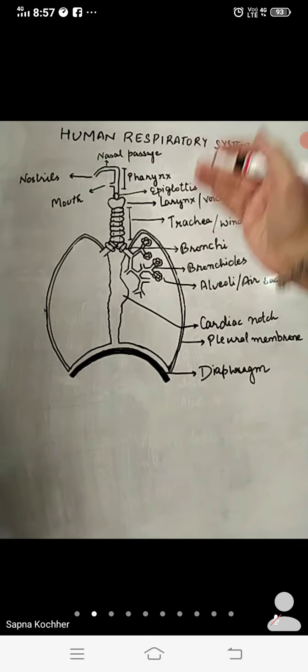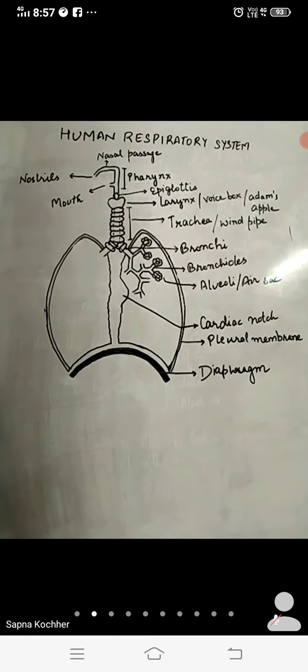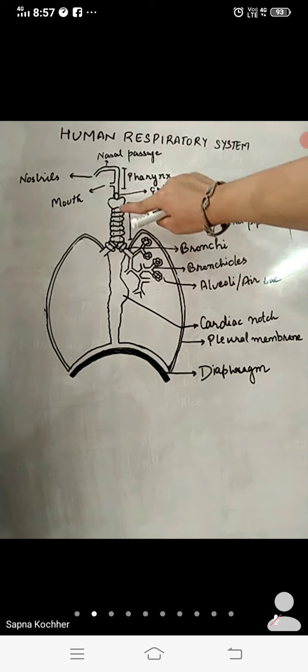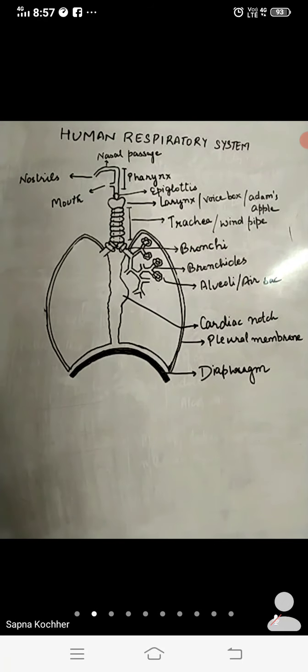Second question related to the human respiratory system. Write this question in your copies: why is the trachea covered by the cartilaginous rings? Why is the trachea covered by the cartilaginous rings? So this trachea is covered by the cartilaginous rings.